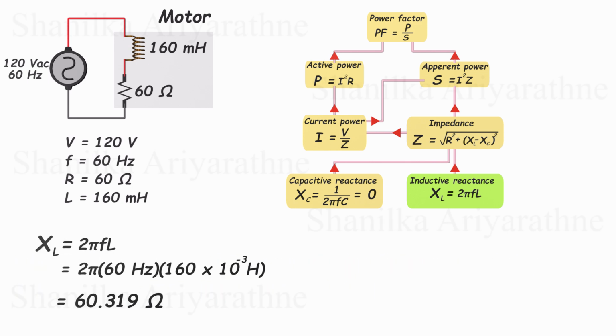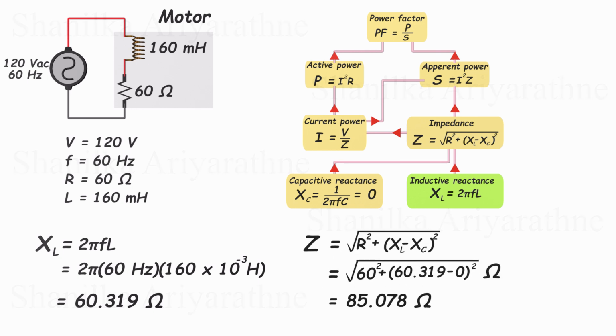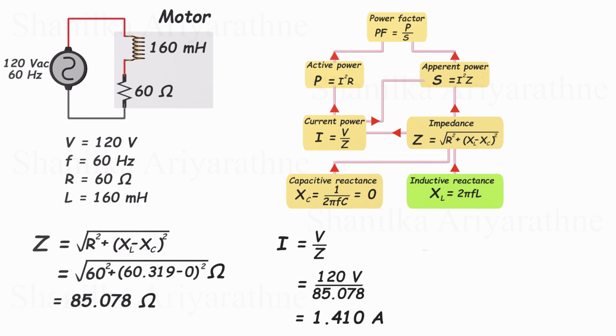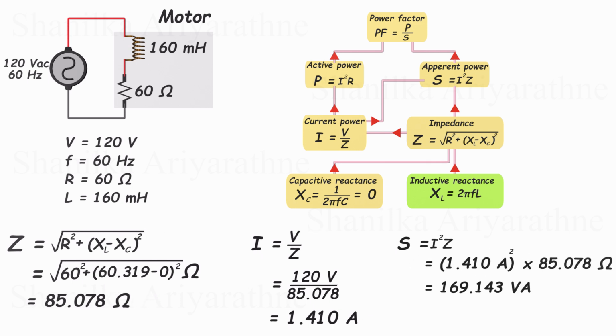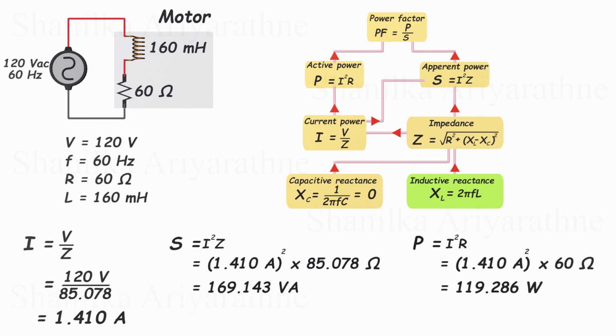First, we need to calculate the inductive reactance, given that the resistance is provided and the capacitive reactance is 0. With the inductive reactance determined, we can then calculate the impedance of this circuit. With the voltage provided, we can calculate the current. After obtaining the current, we can calculate the apparent power using the impedance and current. Then, the active or real power can be determined using the current and resistance. Now, we move to the final step, calculating the power factor.